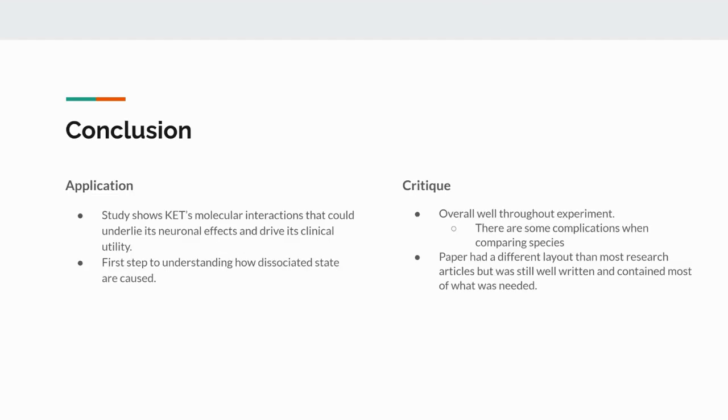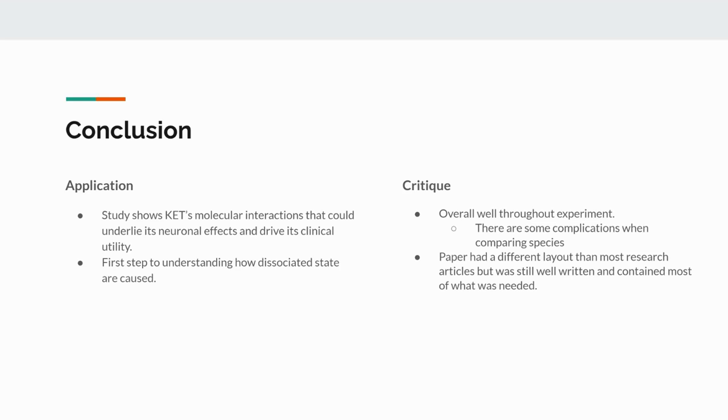This study discovers many of ketamine's molecular interactions and is a good first step to finding out how a dissociated state happens. Ketamine is extremely important medicine and is used very frequently for clinical purposes, so understanding how it affects our brains will be very helpful in the future. Overall, this was a very interesting experiment that was able to continue building on itself with each new discovery.